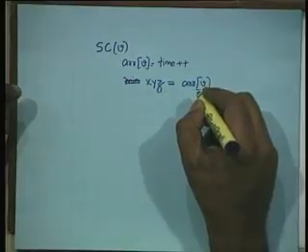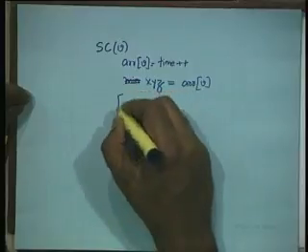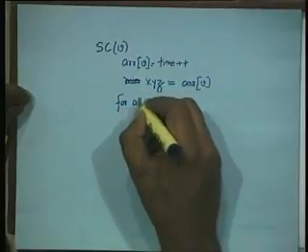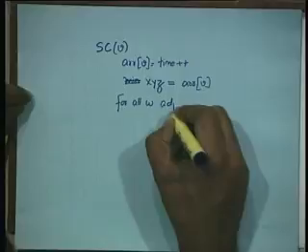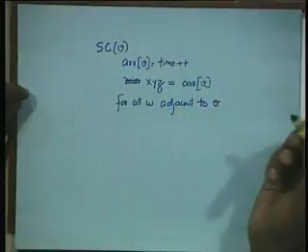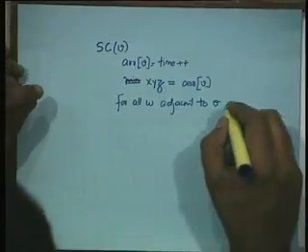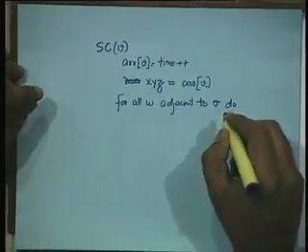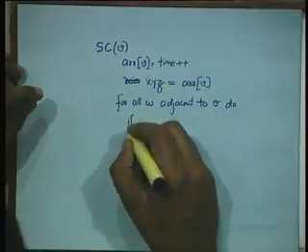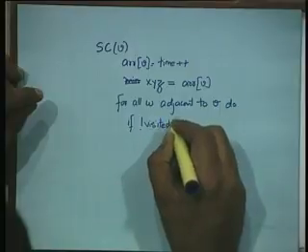Yeah. And now what am I doing? What should I write next? For all W adjacent to V. Out adjacent is the same as adjacent. We are saying adjacent means out adjacent here. Adjacent to V do what? If not visited, huh?